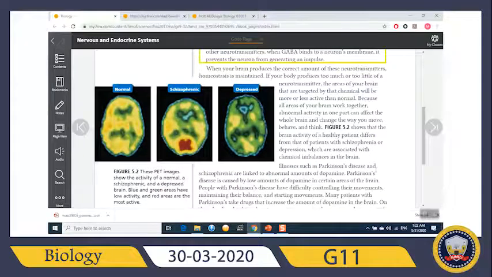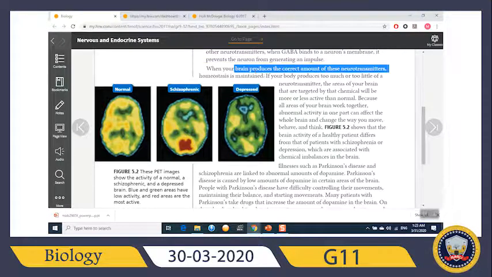So, when our brain produces the correct amount of these neurotransmitters, the levels of these neurotransmitters are in a normal state, so we are maintaining homeostasis.